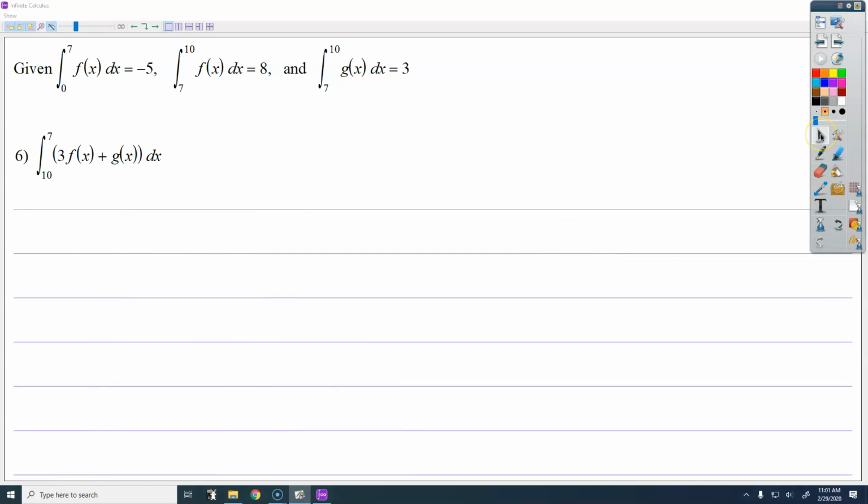Next question. So once again, we're going to go ahead and distribute our integral here using our properties. So it's going to be the integral of f from 7 to 10.